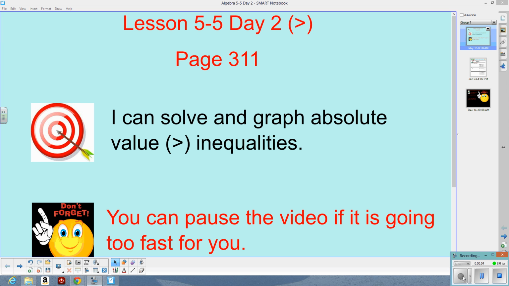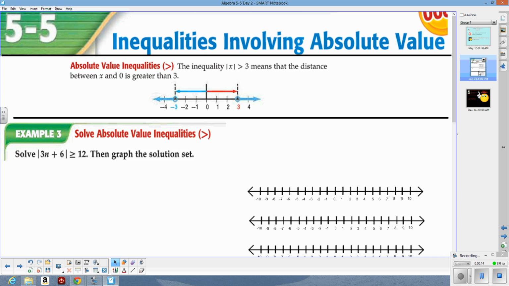In Lesson 5.5, Day 2, you will solve and graph absolute value inequalities that have the greater than symbol, or greater than or equal to. Absolute value inequalities with the greater than sign means that, for example, the absolute value of x is greater than 3 means that the distance between x and 0 is greater than 3.